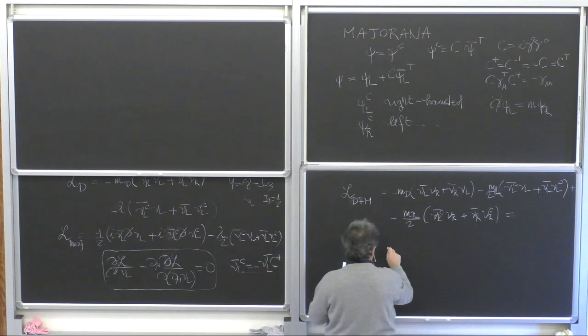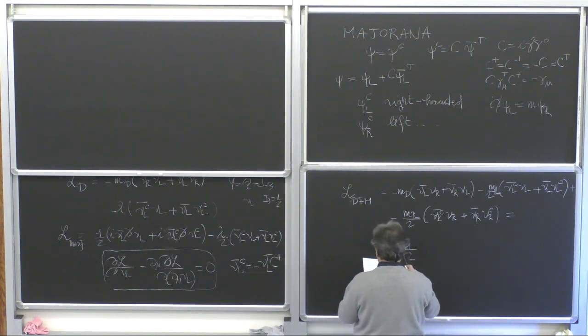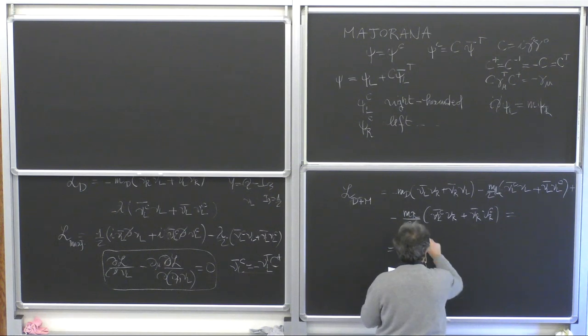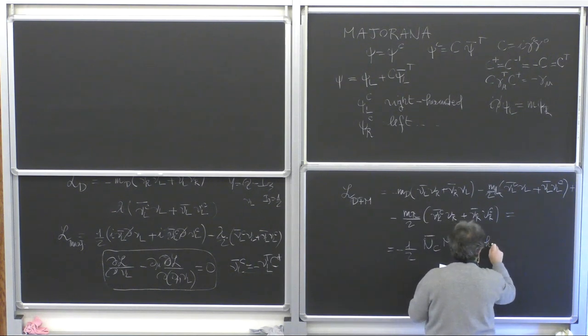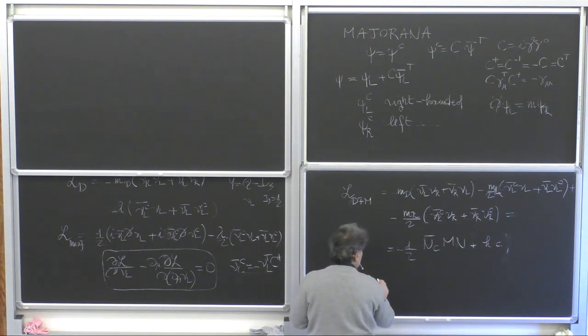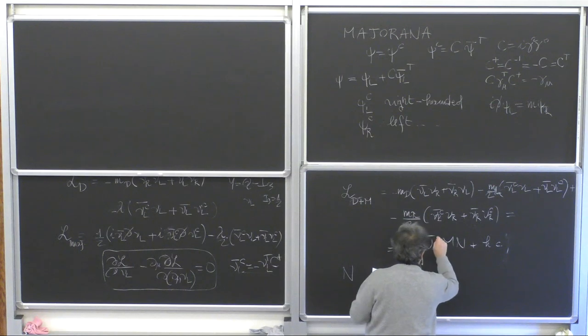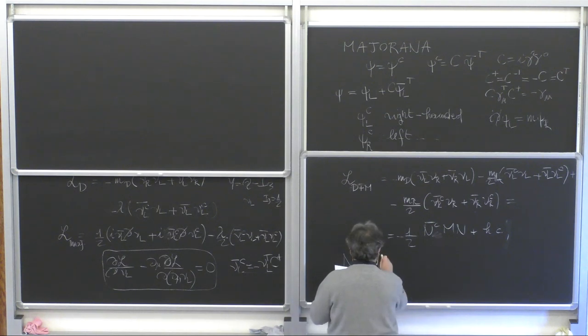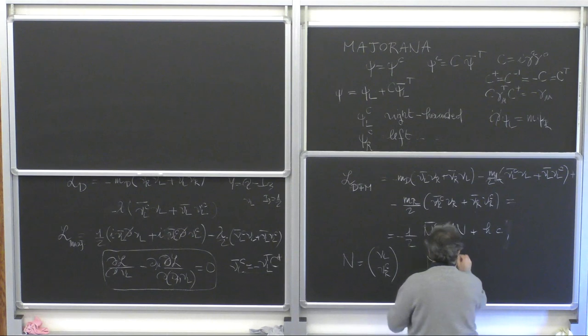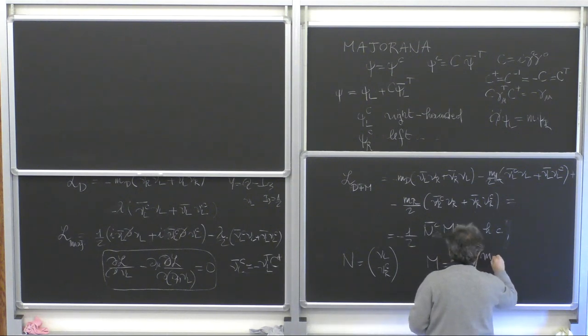we can write this in a more compact way. I write the result, then I define the vector M N plus Hermitian conjugate, where N, sorry, this is complex conjugate, N is nu L, nu R C, and M is equal to M L M D M D M R.